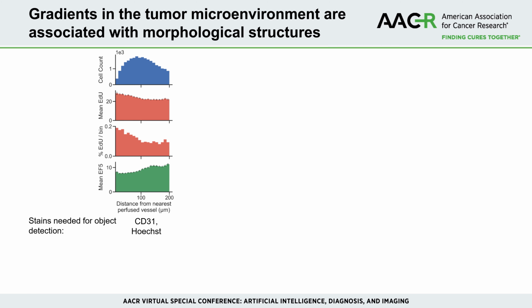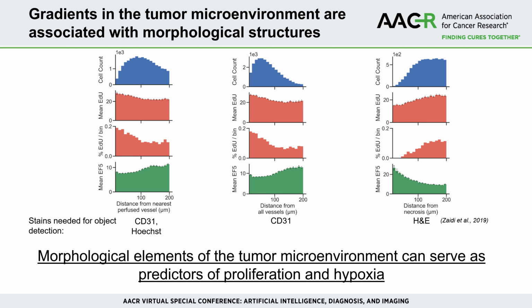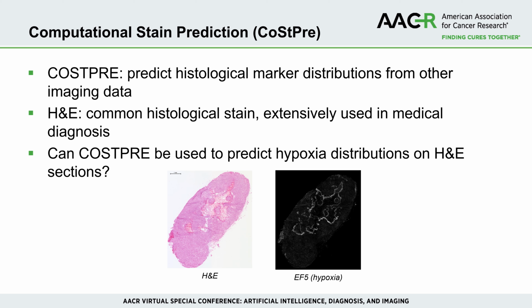So, from this study, we can see that hypoxia increases and proliferation decreases as a function of distance to vasculature, whereas hypoxia decreases and proliferation increases further from necrosis. What I want you to take away from this is that there are certain morphological features in the tumor microenvironment that can be used to predict hypoxia, some of which are visible on sections stained with rudimentary dyes such as H&E. And so we asked, if these morphological features are visible on an H&E, is it possible to computationally stain an image of and predict hypoxia distributions?